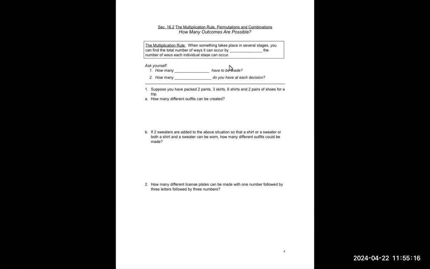It says, the multiplication rule, when something takes place in several stages, like you pick first a chairman, and then you pick a treasurer, you can find the total number of ways it can occur by multiplying the number of ways that you can get each individual stage.